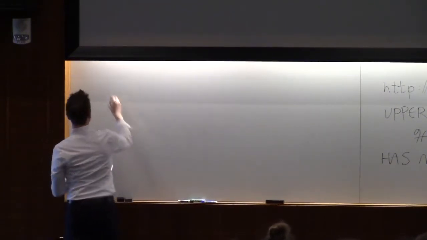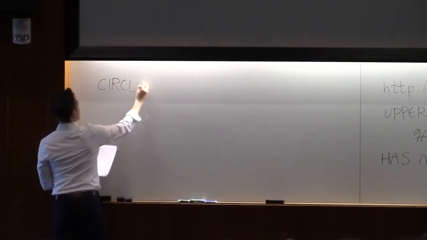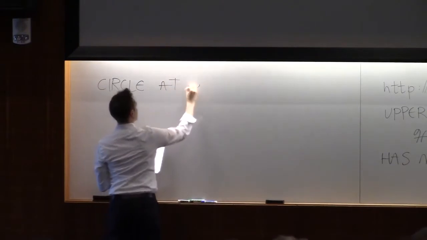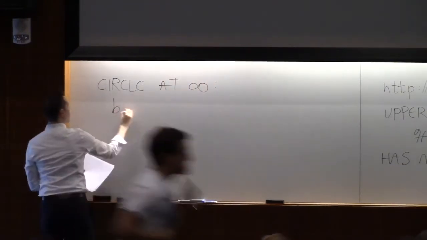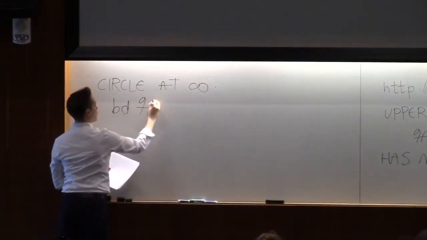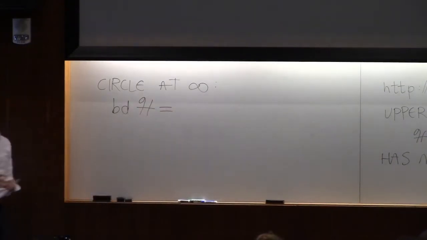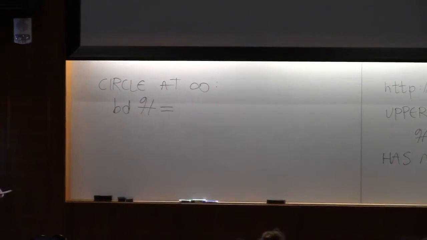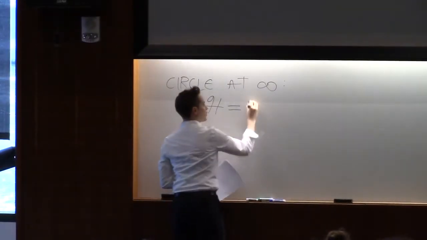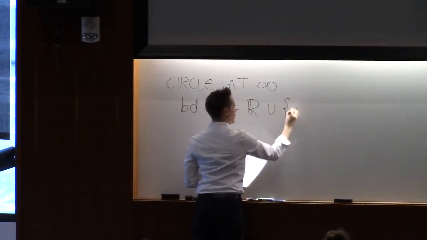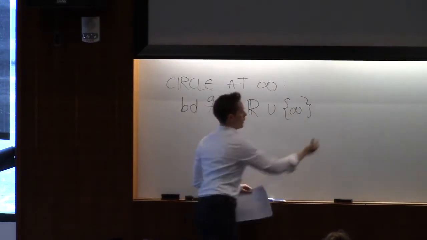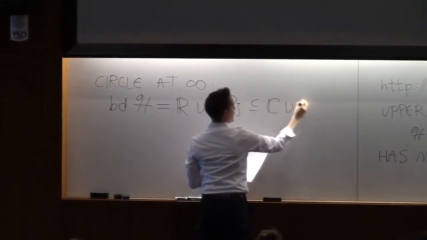There is the circle at infinity. So this is the boundary of the upper half plane in the usual sense of, you think about it as a subset of the complex plane. This is the real axis together with the point at infinity inside C union infinity.